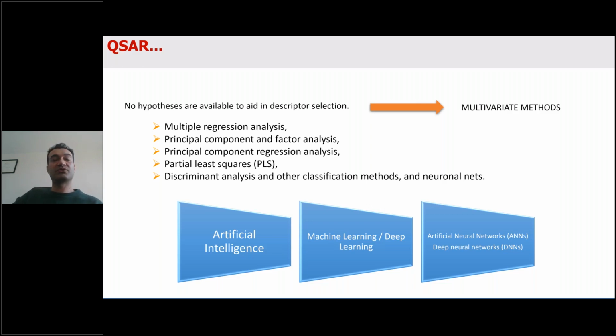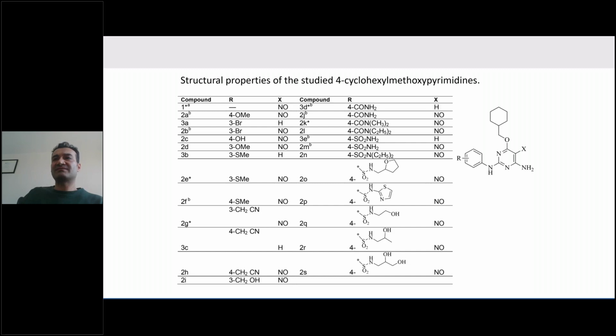Machine learning, deep learning methods are used, and you can find many publications nowadays that use the keywords artificial neuronal networks or deep neuronal networks. It is a simple example for QSAR.